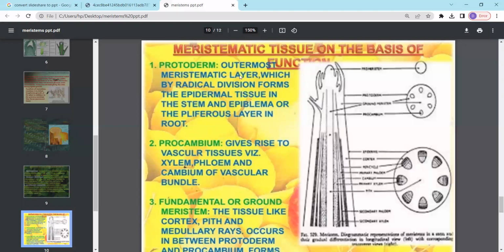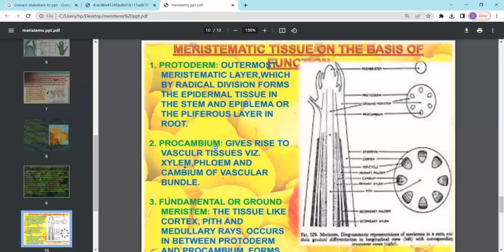So protoderm is the outermost meristematic layer, which by radial division forms the epidermal tissues in the stem, and the epiblema or piliferous layer in the roots. The main function of the protoderm is protection. Generally in the stem, the outer layer is called the epidermis, whereas in the roots it is called the epiblema or piliferous layer.